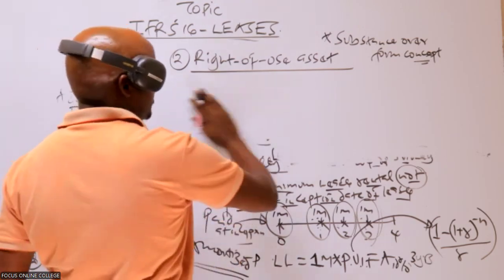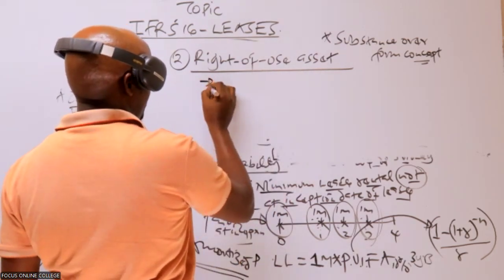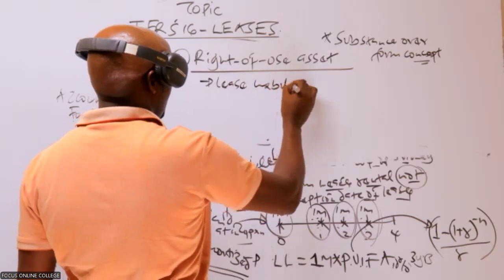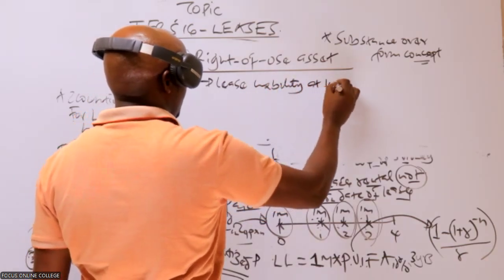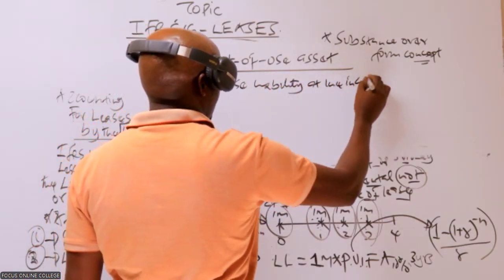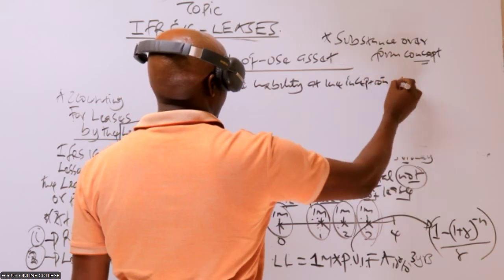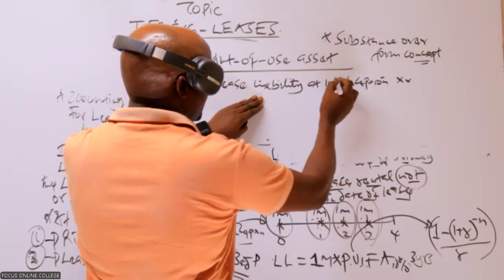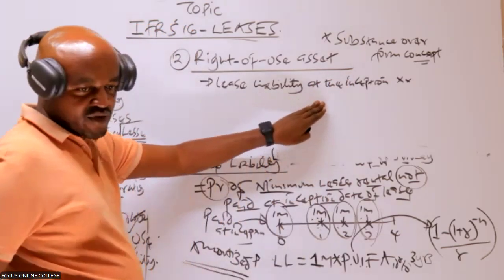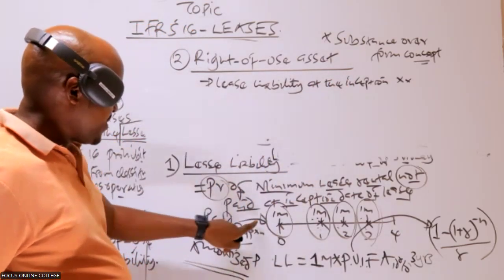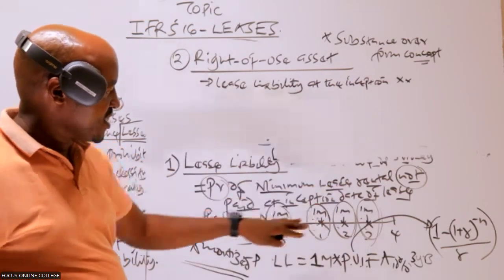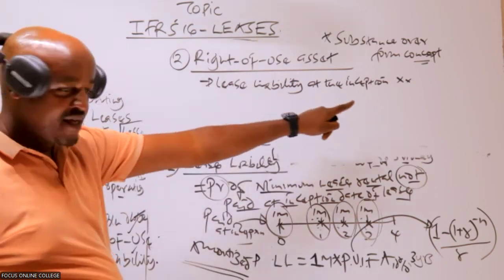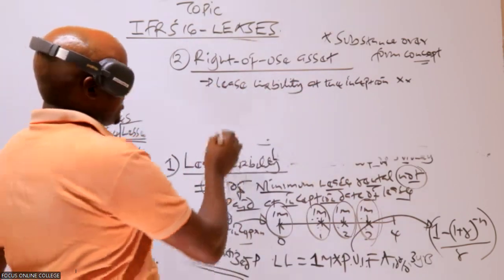Now, how do we compute the value for this right of use asset? We take the lease liability at the inception date. Basically, this lease liability at the inception date is the one we compute by getting the present value of the minimum lease rentals not paid at the inception date. That is what we take there.